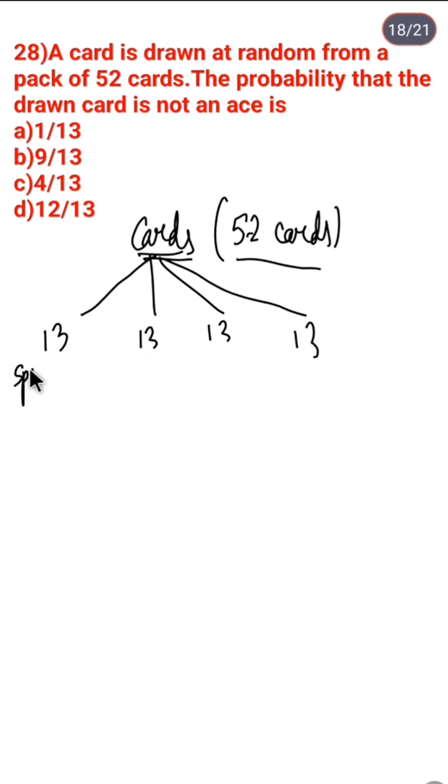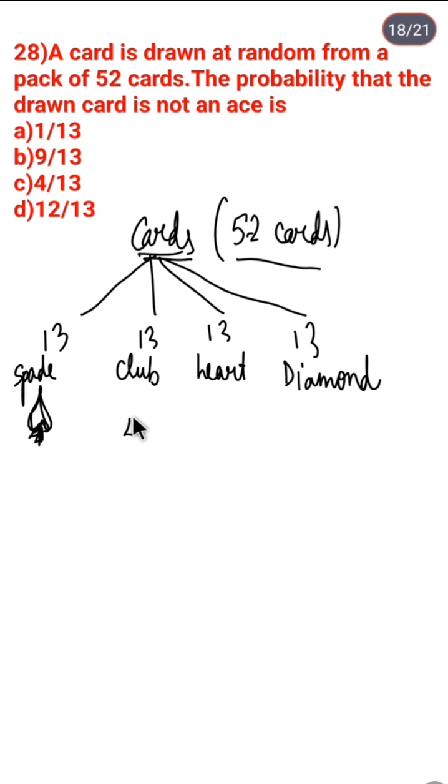One is spade, club, heart and diamond. Spade, you might have seen this, पान पत्ता बोलते हैं, spade, and club will be like this.